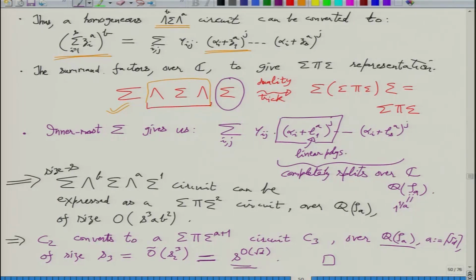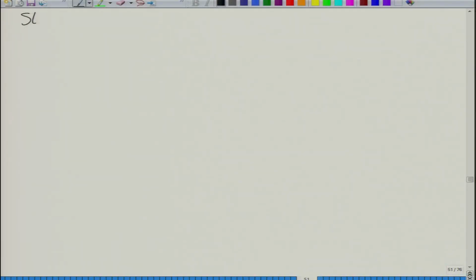So all that remains is a slight technicality, that since your original polynomial was rational, it had rational coefficients, and this circuit C3 has irrational coefficients. So can you now convert, can you also make them rational? If you want to compute a polynomial that is rational, then why do you need to use these zeta A's? Can we eliminate the zeta A's also? So that will be the last step. That is the final step 3.